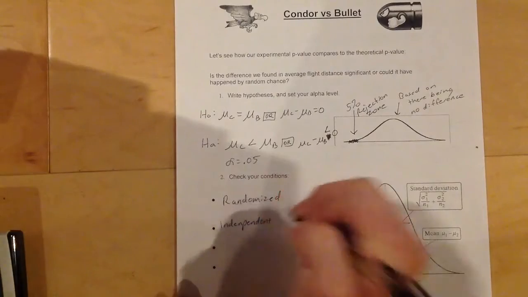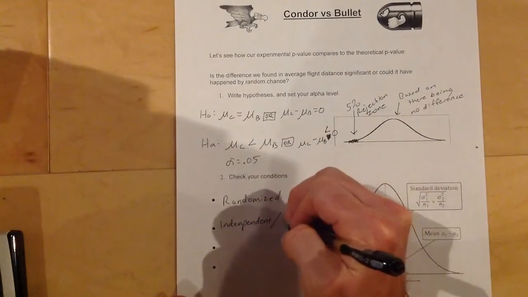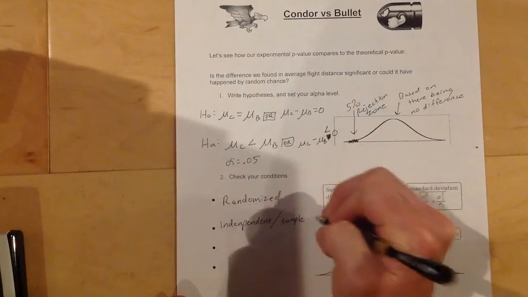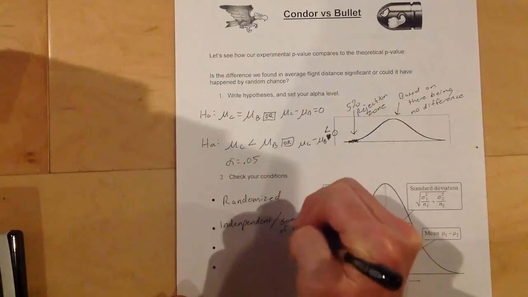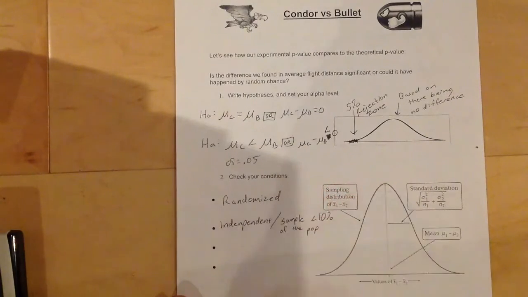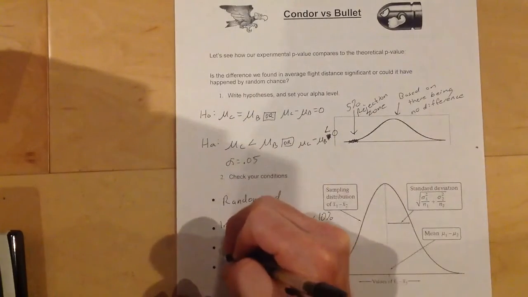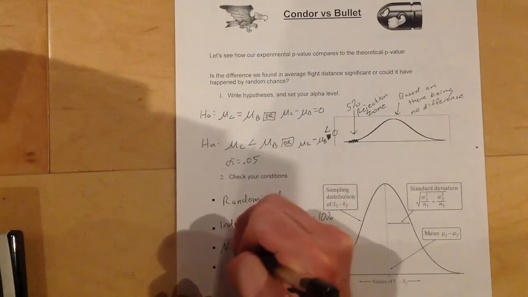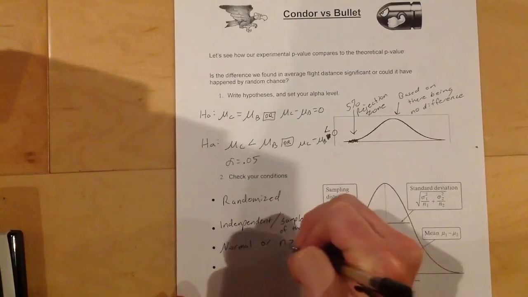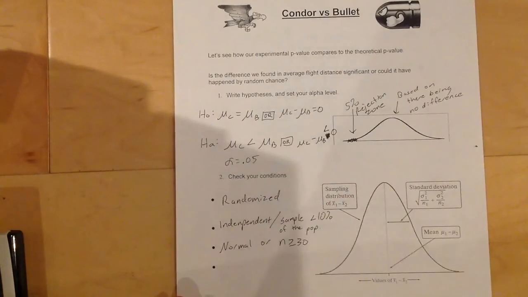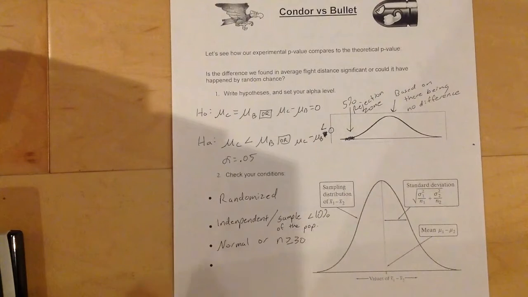And if you don't have true independence, you should make sure that your sample is less than 10% of the population, just like we've been saying all along. And then with this one, the distribution should either be normal or n should be greater than or equal to 30. So if they're normal, you don't have to worry about the sample size, but if they're non-normal or you don't know if they're normal, then n should be greater than or equal to 30.